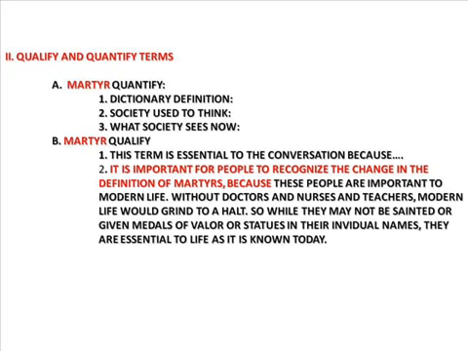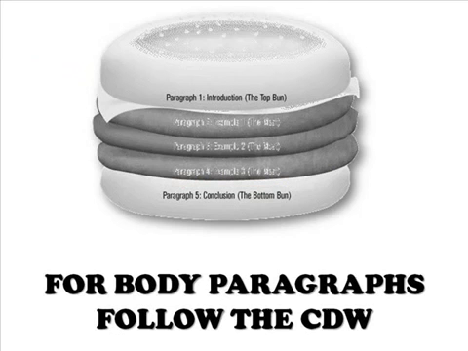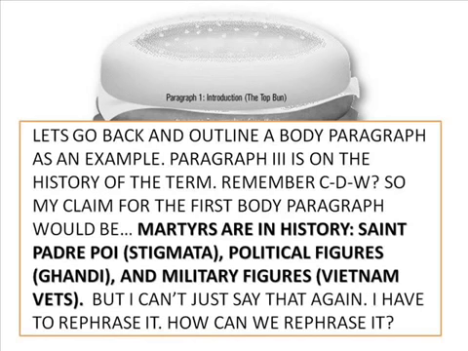Okay, so now we are moving down to your body paragraphs, and we're just following the regular CDW. So, for example, the CDW that I'm doing is history. I would be examining the history of the term martyr. So martyrs are in history, Saint Padre, political figures, military figures, but I can't just say that again, I have to rephrase it. So how can we rephrase it? How can I rephrase that so that it becomes a new claim for my CDW? So on your paper, you should have written 3 and then letter A for claim.